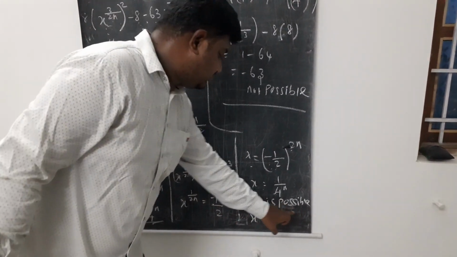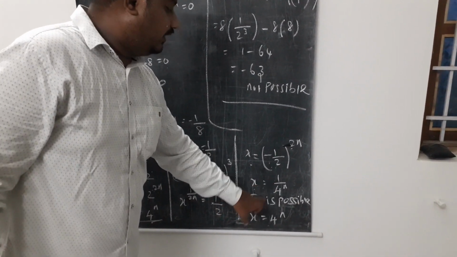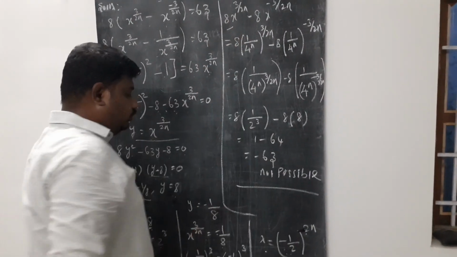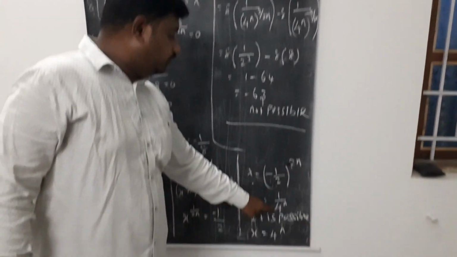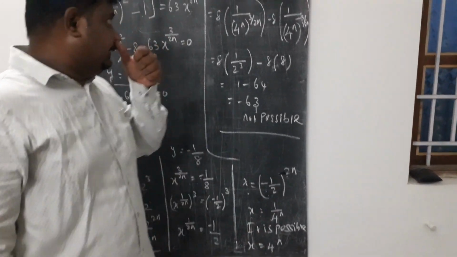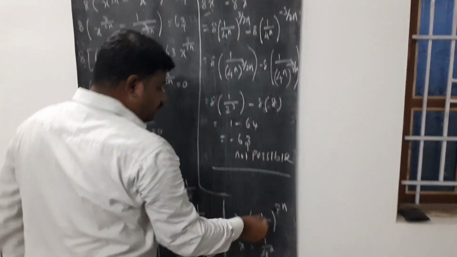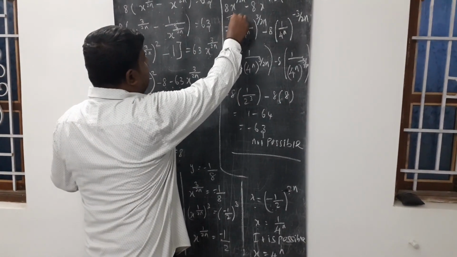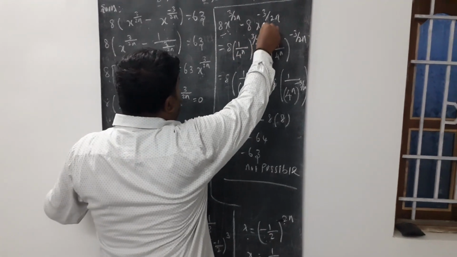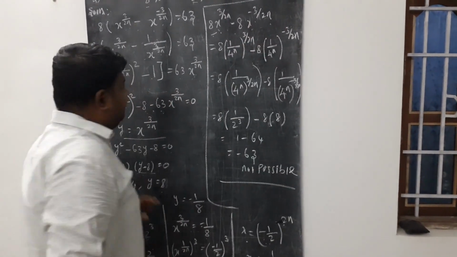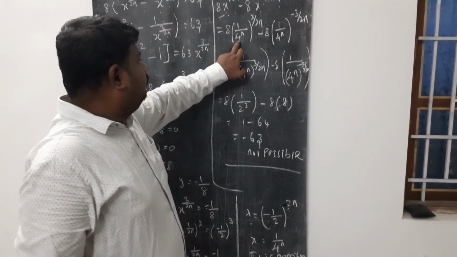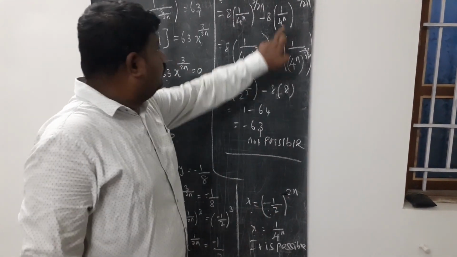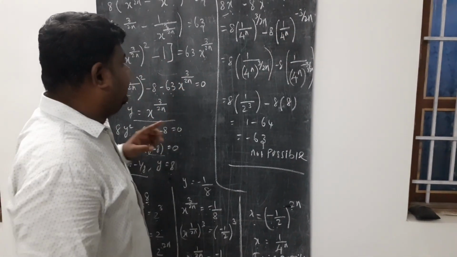But it is not possible. X value 1 by 4 power n is not possible. The reason is here. I will substitute x is equal to 1 by 4 power n. Why is it not possible? The reason is I will substitute the x value, 1 by 4 power n. What is happening? So here it is 8 into x power 3 by 2n minus 8 into x power minus 3 by 2n. I will substitute x value as 1 by 4 power n, the whole power 3 by 2n, minus 8 times 1 by 4 power n, the whole power minus 3 by 2n.